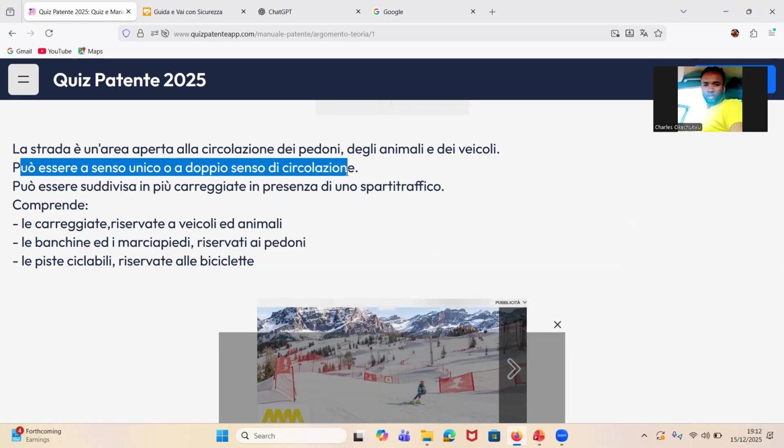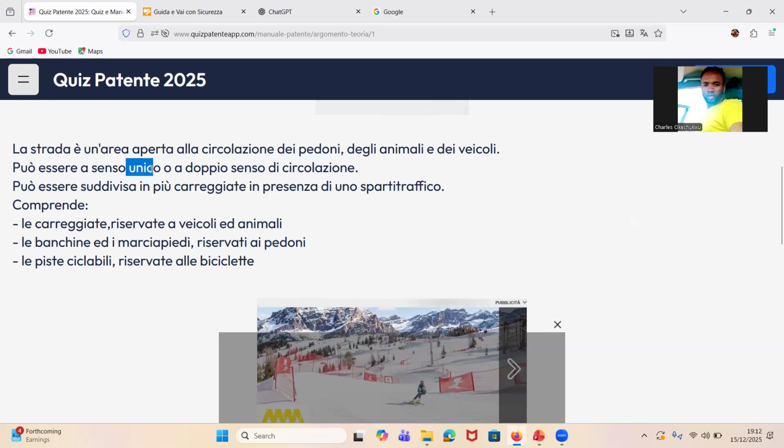A road can be of two types. Either a road is called senso unico, and I will break them down now, or a road is called doppio senso. Students, watch. Let us start with this one first. When is a road called senso unico? How do you know say a road na senso unico?